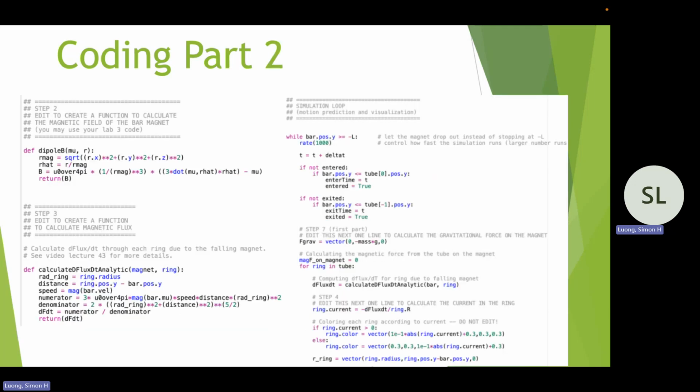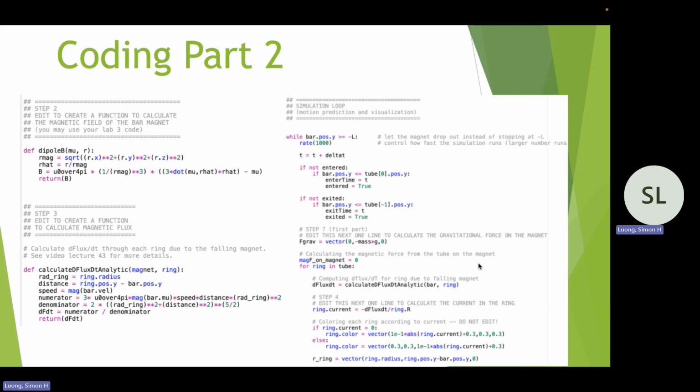Next, I created a function to calculate the magnetic field of the bar magnet, and you can see dipole B is the function that does it. And then next I created a function to calculate magnetic flux, and I calculated the flux through each ring due to the falling magnet, which you can see there. Then I also created a simulation loop, which you can see there.